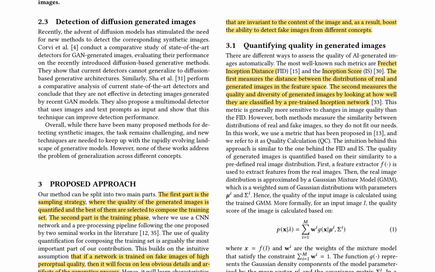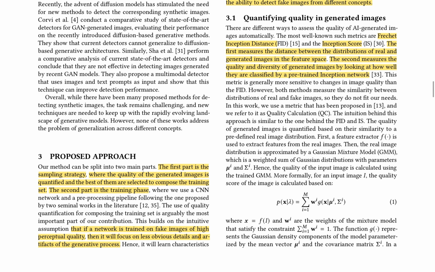However, both methods measure the similarity between the distribution of the real and fake images, so they do not fit our needs. In this work, we use a metric that has been proposed in 13, and we refer to it as quality calculation, QC. The intuition behind this approach is similar to the one found in FID and IS. The quality of generated images is quantified based on their similarity to the predefined real image distribution.